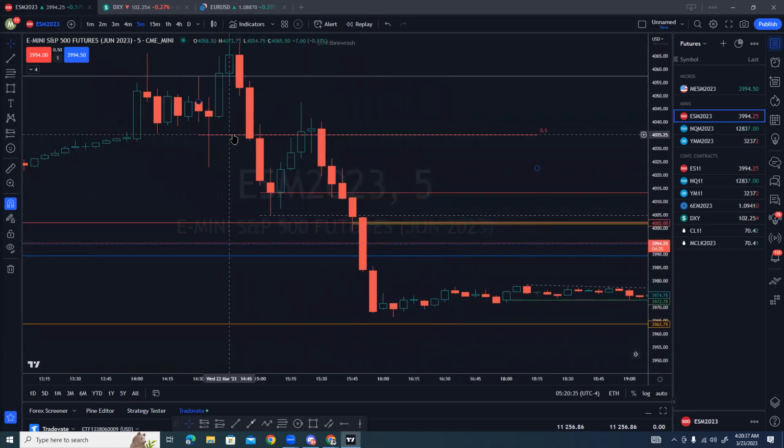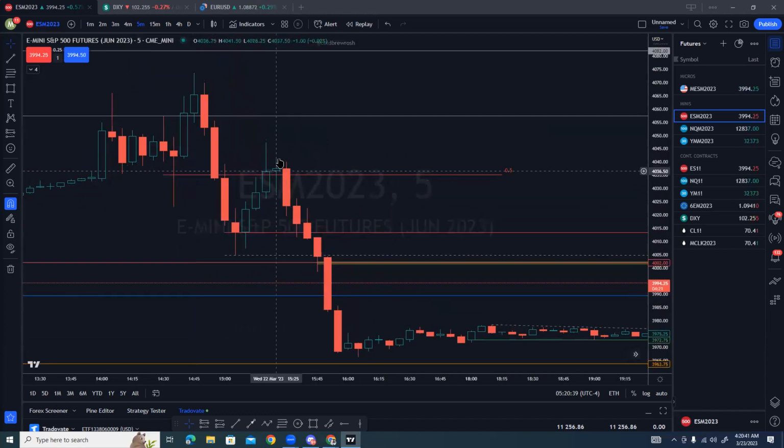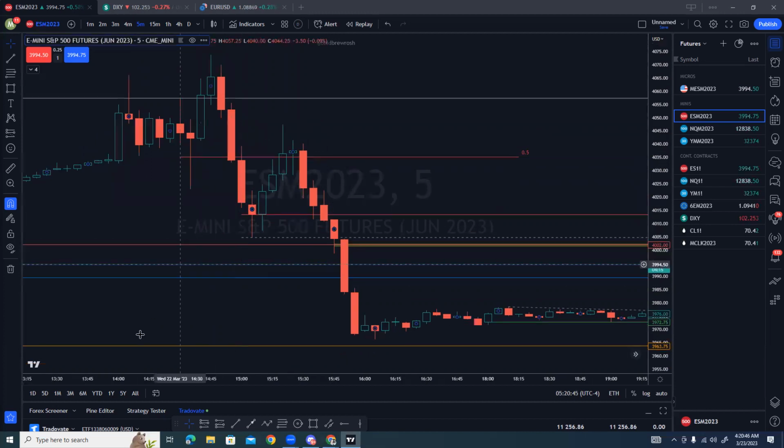I know that this is the 15-minute consequent encroachment. So that's what I trade off of. Price works its way back up. Fails. You could have taken multiple shorts within these candles at the end of the day.